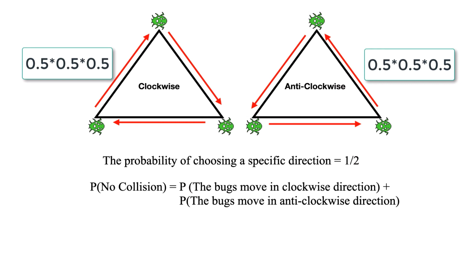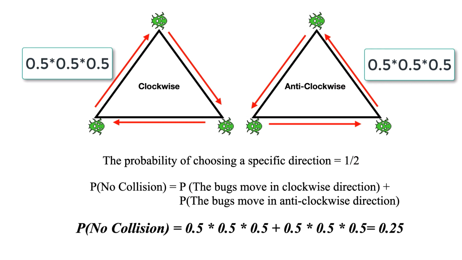Hence, probability of no collision equals 0.5 times 0.5 times 0.5 plus 0.5 times 0.5 times 0.5, which is equal to 0.25. Thus, the probability that the bugs won't collide into each other is 0.25 or 1 over 4 or 1/4.